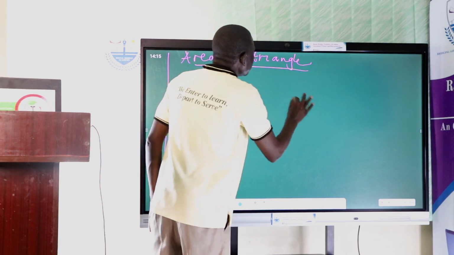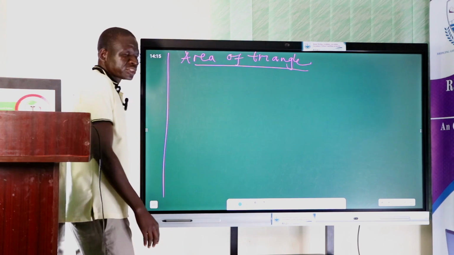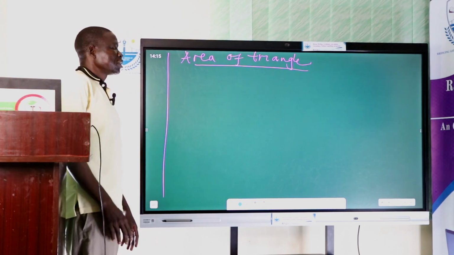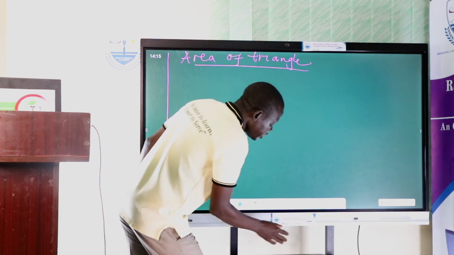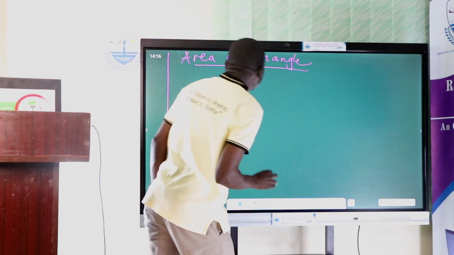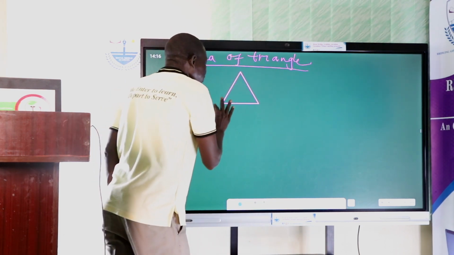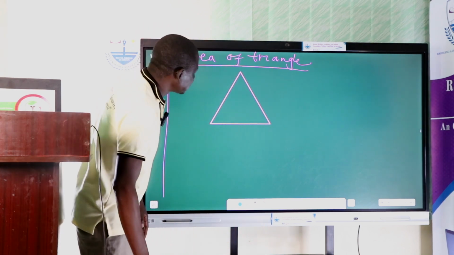Remember, the triangle is a three-sided figure. Area of the triangle. Before we look at the area, this is how the shape of the triangle looks like. This is the shape of the triangle.